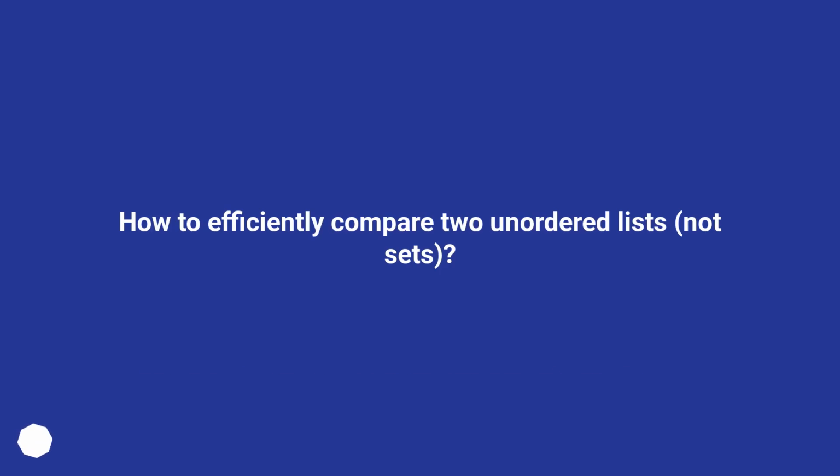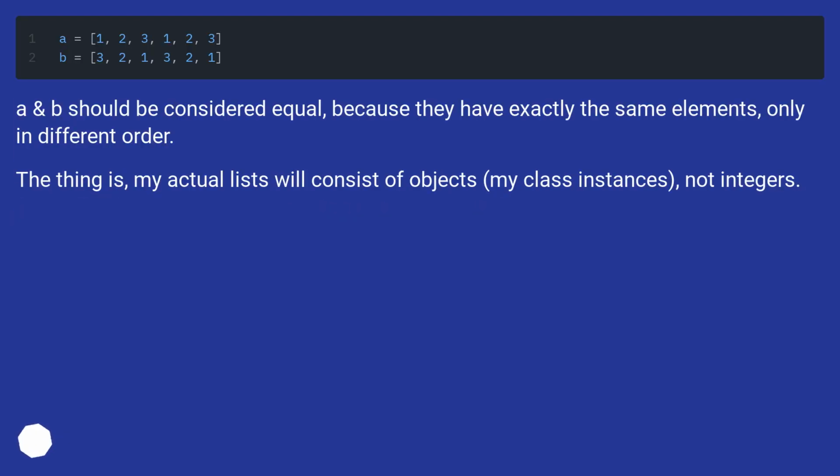How to efficiently compare two unordered lists, not sets. A and B should be considered equal, because they have exactly the same elements, only in different order. The thing is, my actual lists will consist of objects, my class instances, not integers.